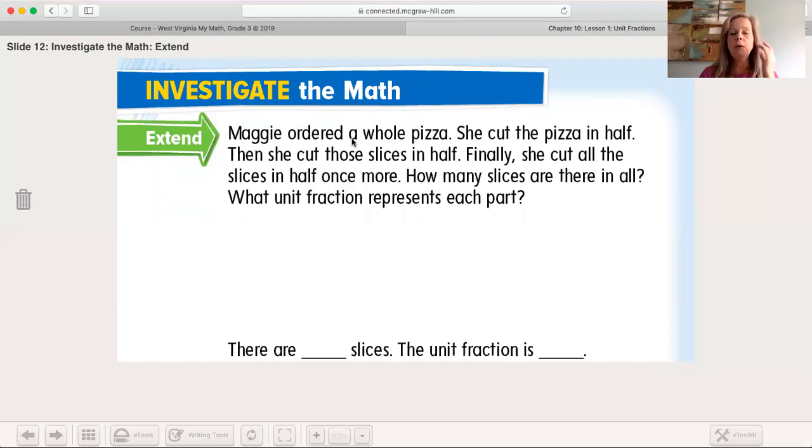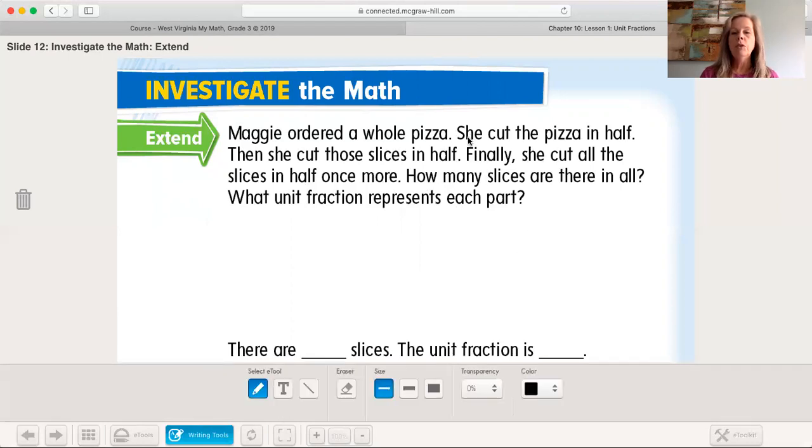Now, Maggie ordered a whole pizza. She cut the pizza in half. Then she cuts those slices in half. Finally, she cuts all the slices in half once more. How many slices are there in all? What unit fraction represents each part? So we know with story problems, we have to break it down and look at our steps.